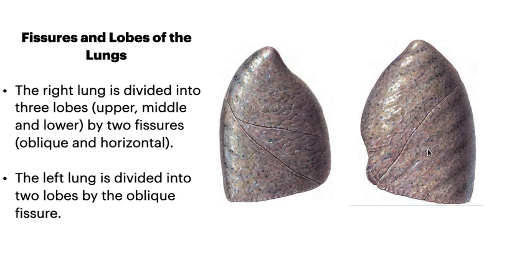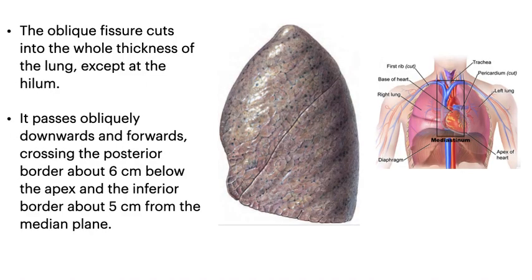The left lung is subdivided into two lobes by an oblique fissure. The oblique fissure is present on both the right and the left, while the right has another additional horizontal fissure. The oblique fissure cuts the whole thickness of the lung except at the hilum. It passes obliquely downwards and forwards, crossing the posterior border about 6 centimeters below the apex and about 5 centimeters from the median plane.